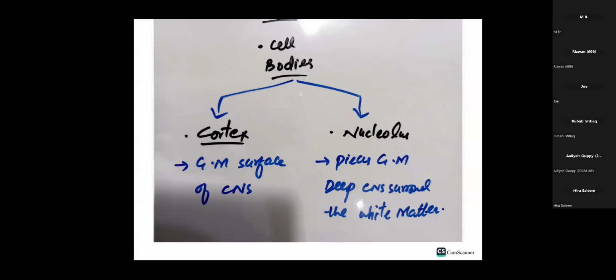One is the cortex, the cell bodies or gray matter of neurons present on the surface of the central nervous system. It is present in the forebrain, in the cerebellum, or in other parts of the brain. The other one is the nucleus: pieces of gray matter present deep in the central nervous system and surrounded by white matter. We call it a nucleus.